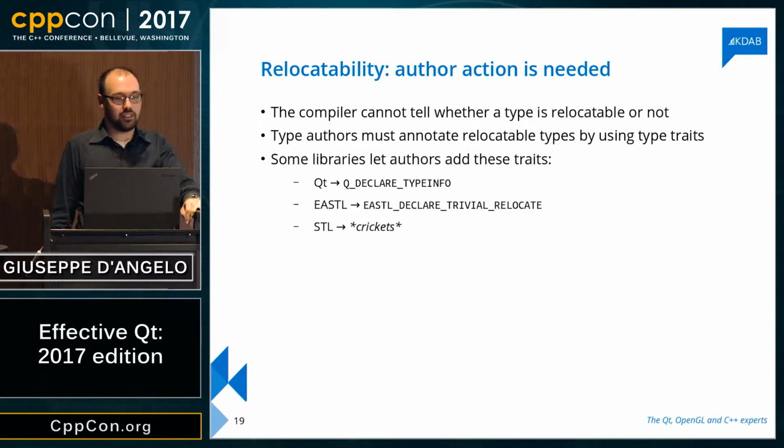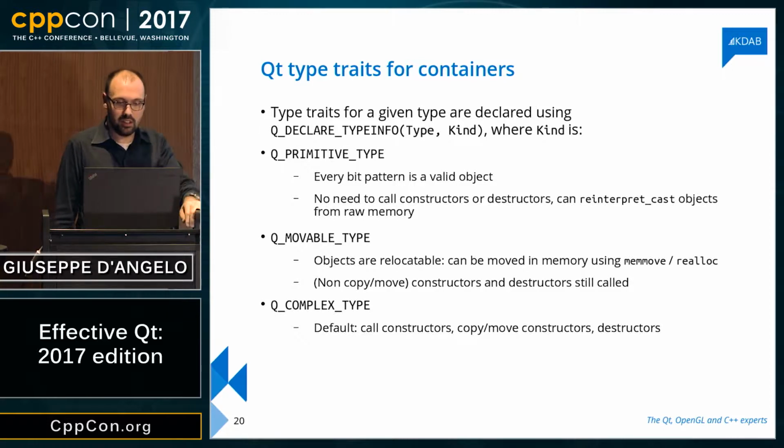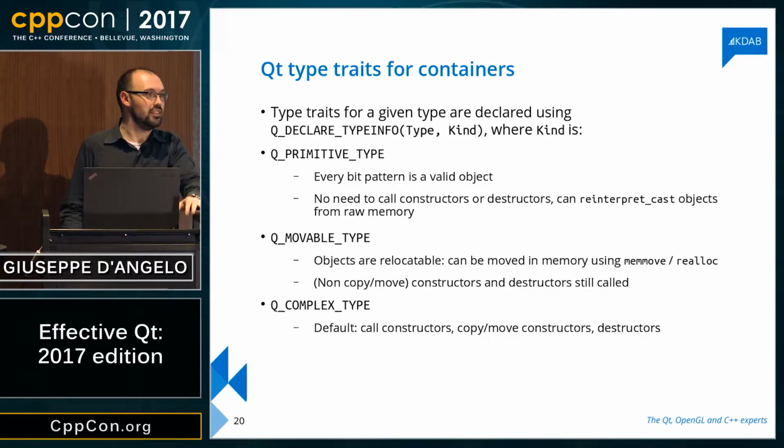So how do we use that Qt macro, that QDeclare type info macro? We use this way. We just write the macro, QDeclare type info, the type for which we want to declare the trait, and another tag which says something about that type. We got three kinds of tags. Let me start from the bottom one. The default is something that we call a complex type, a type from which you cannot assume anything. You must call all the constructors, all the copy and move constructors, all the destructors.